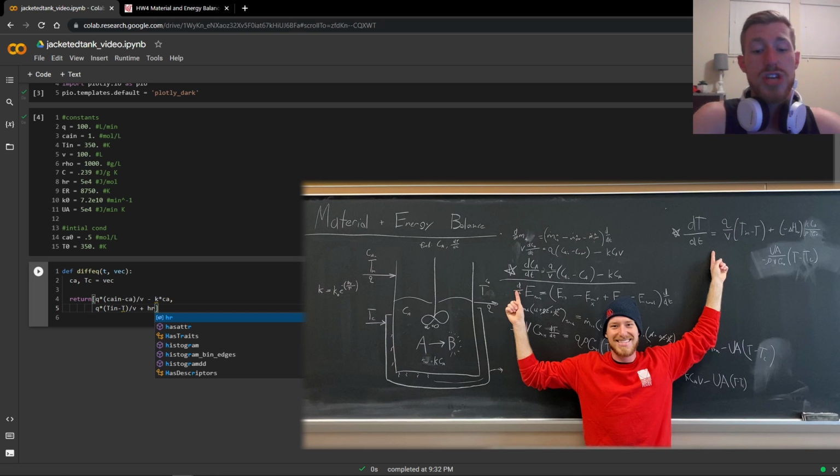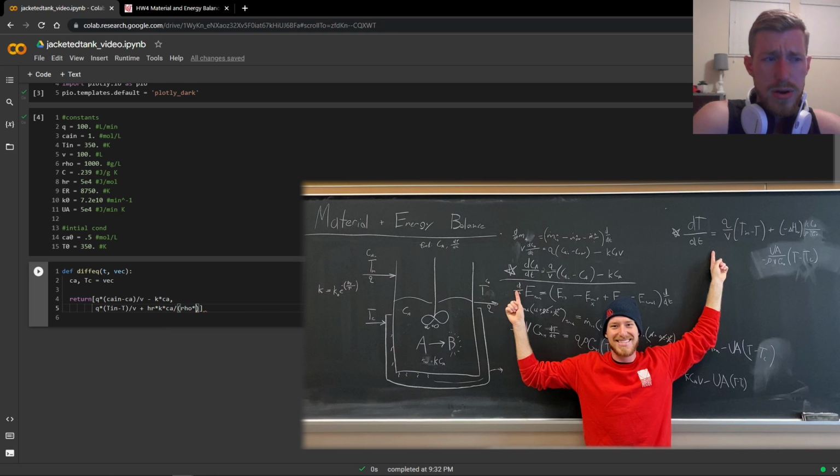So the amount of energy generated per mole of reaction times the moles of reactions taking place, which again would be the rate of reaction times the concentration. So it's going to be K times Ca, the concentration of A in the tank, divided by, and then in parentheses, we're going to divide that by the density, rho, and also by, oh, that's really hard to read, the heat capacity of water, I believe. Yes, heat capacity of water.